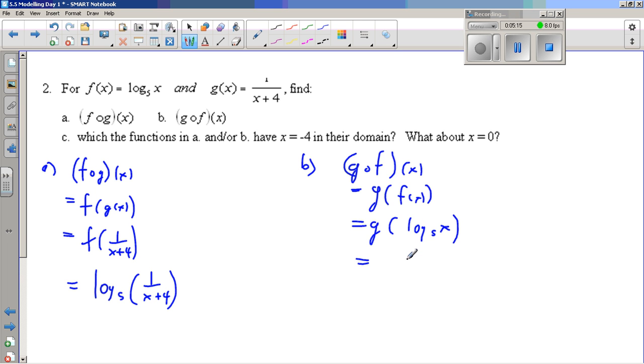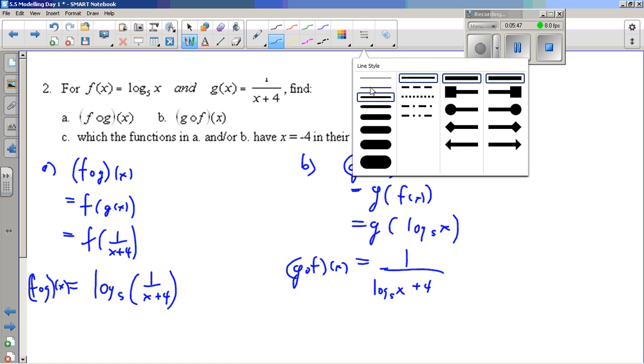And then in g, where there used to be an x, I'm going to put what x is equal to, which is log, and this is a bit of a mess, right? But these are the two new functions, and quite clearly these are different functions. They're nowhere near equal. Okay, dandy. So what's the point of C? Which of the functions in A or B have x equals minus 4 in their domain?